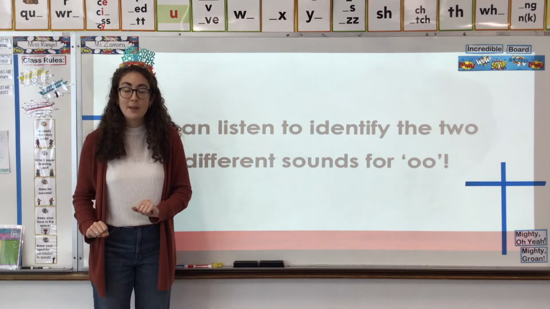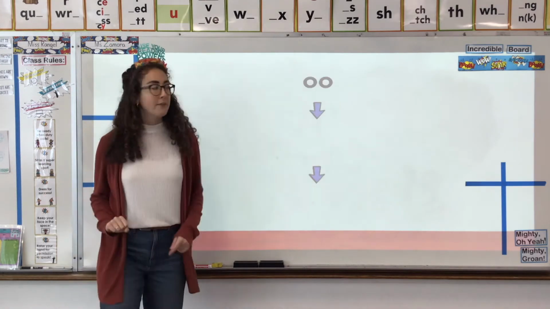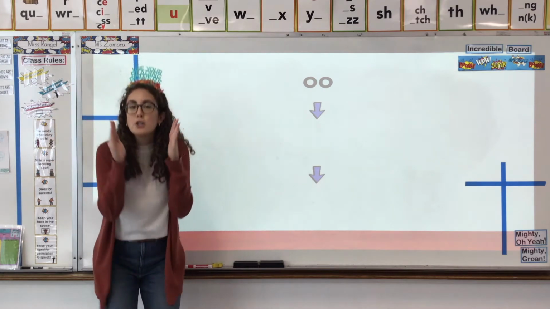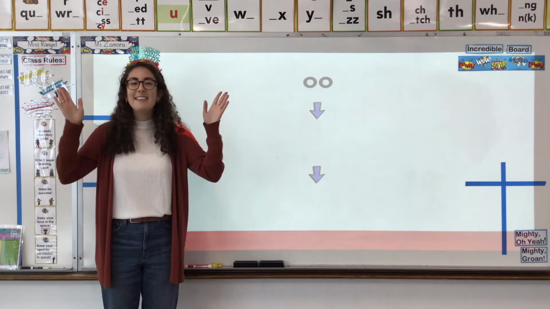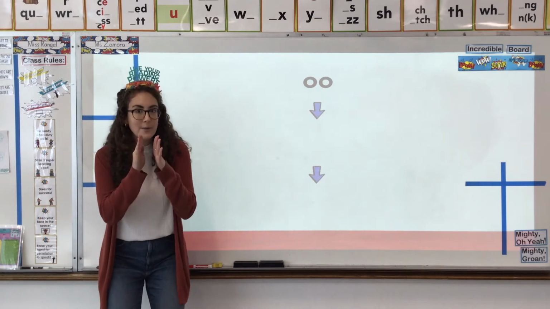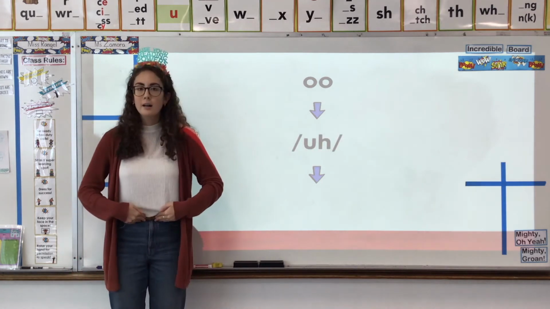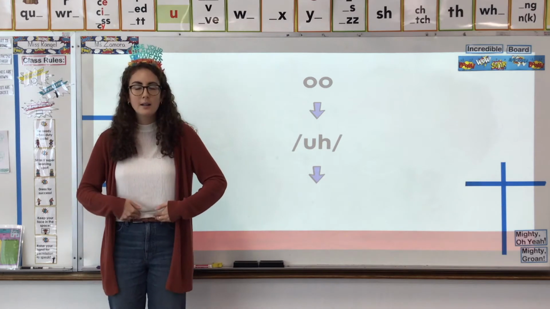So let's learn about these two different sounds. First up, O-O is going to make a short sound. So O-O, they're vowels, and they can make a short sound. That short sound is uh. You got hit in the stomach. Can you say that with me? One more time.